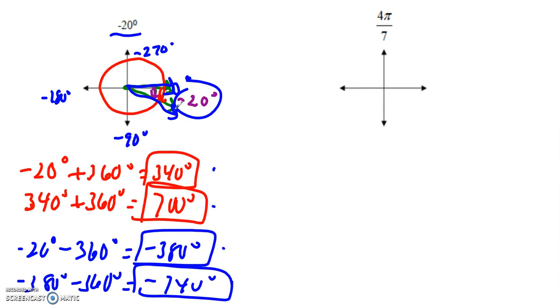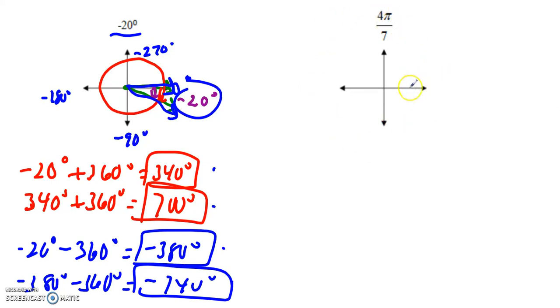Oddly enough, it works for 4 pi over 7 as well. Now, this we know is in radians because there is no unit. Because we have a fraction, though, we need to think again about common denominators. Kind of like here how I said 0, negative 90, negative 180, negative 270, we need to think the same way about doing this in radians.